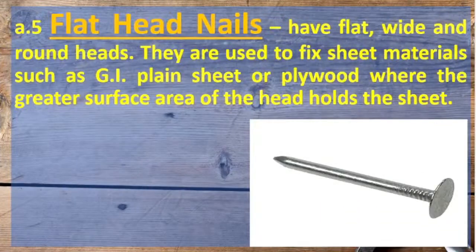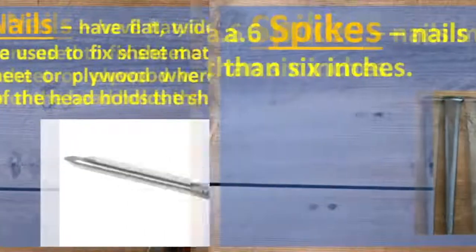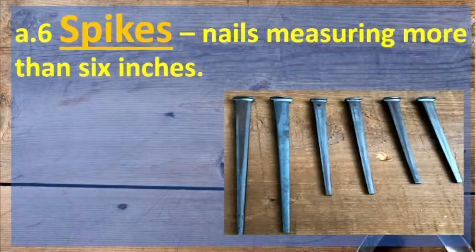Flat head nails have flat, wide, and round heads. They are used to fix sheet materials such as GI plain sheet or plywood, where the greater surface area of the head holds the sheet. Spikes. Nails measuring more than 6 inches.